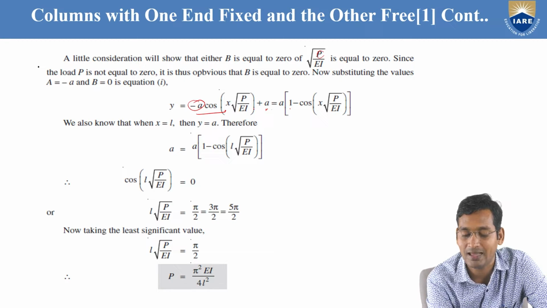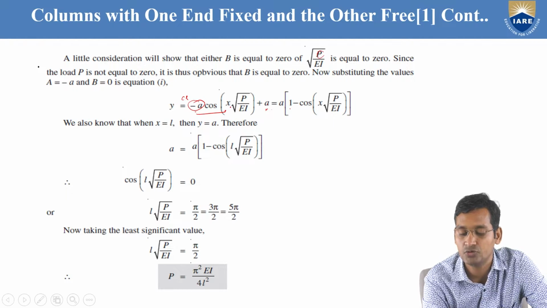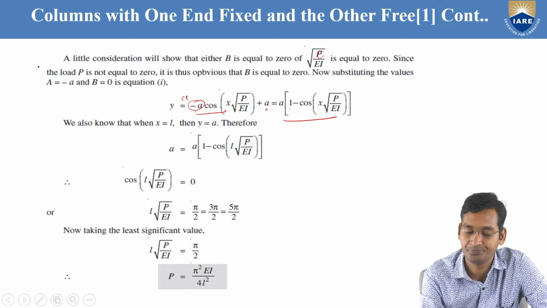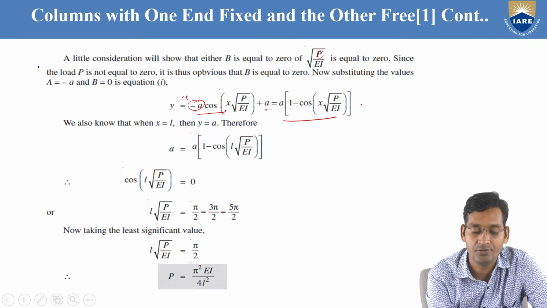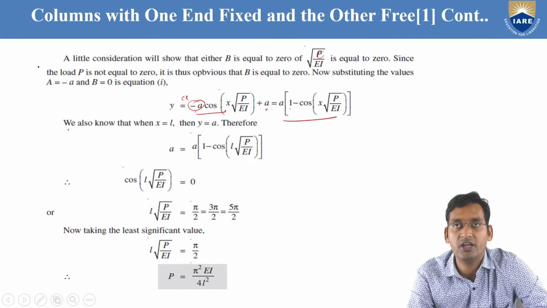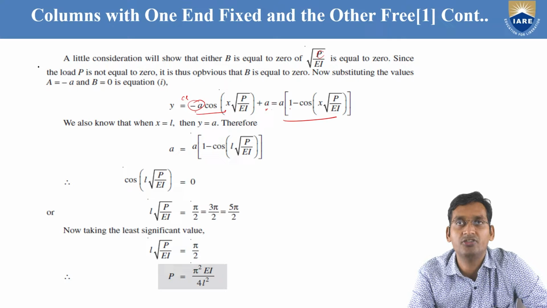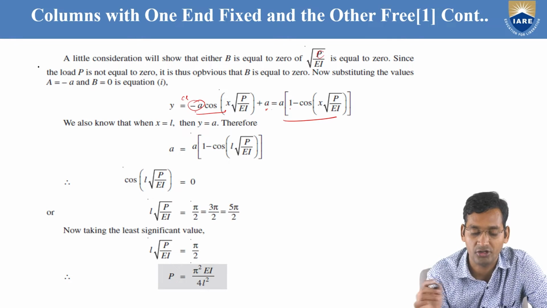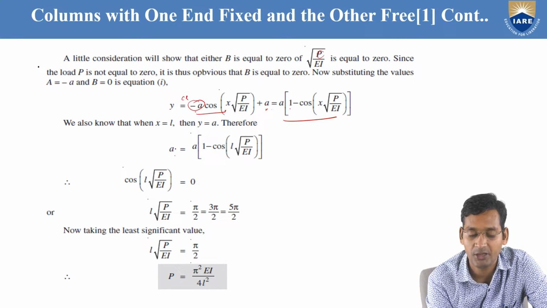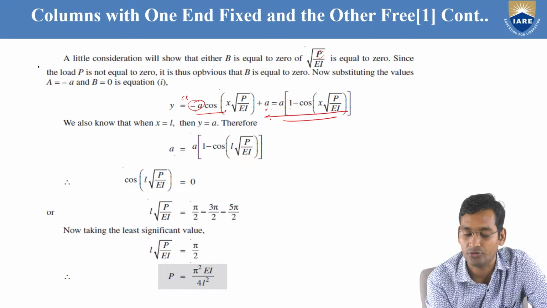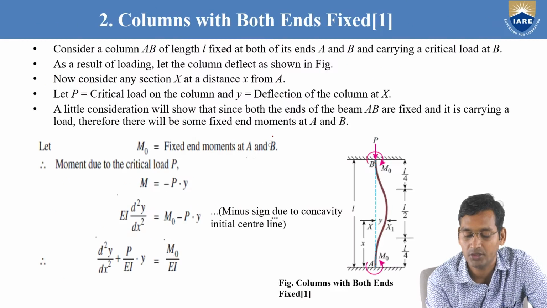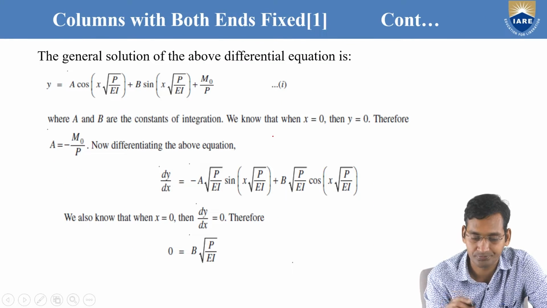So just rearrange this, written as here. So a common, 1 minus cos x root P by EI, this is equal to y. Okay, now next another boundary condition. We also know that when x equals L, then y equals a. Substitute that boundary condition. So now for y equals a, substitute in this equation. So a, this a is already 1 minus cos L root P by EI for the third boundary condition.